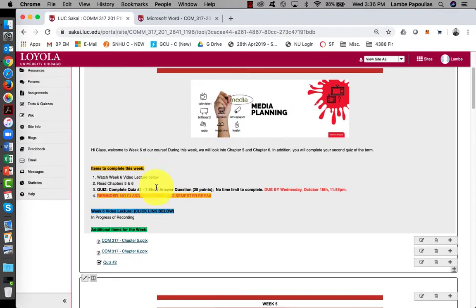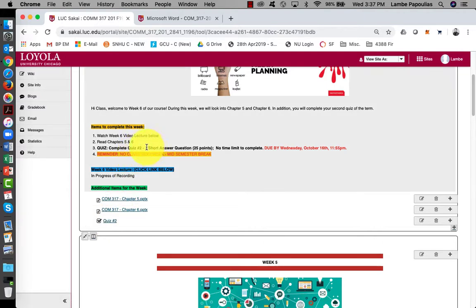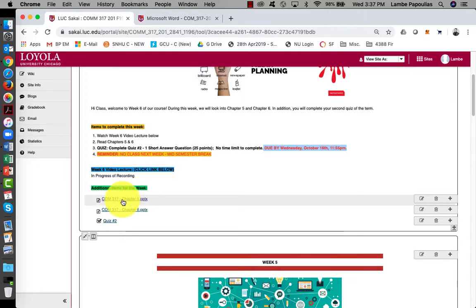All right, let's go ahead and go down here. Oh, and we have quiz number 2, which is located here. By clicking on this link, that will take you to quiz 2. Keep in mind, it is one short answer question worth 25 points. There is no time limit to complete it. And again, it's due by Wednesday, October 16th at 11:55 p.m. So please make sure to get it completed by then. All right, let's go ahead and take a look at chapter 5.